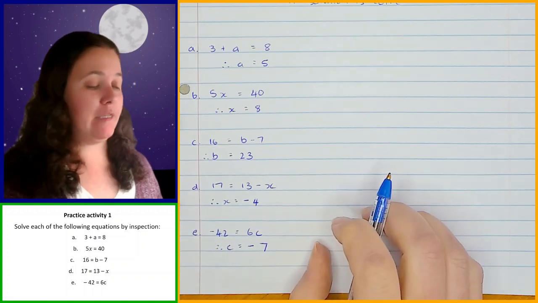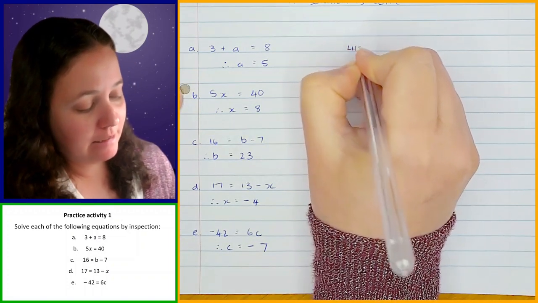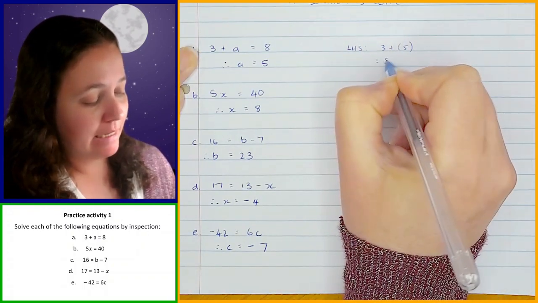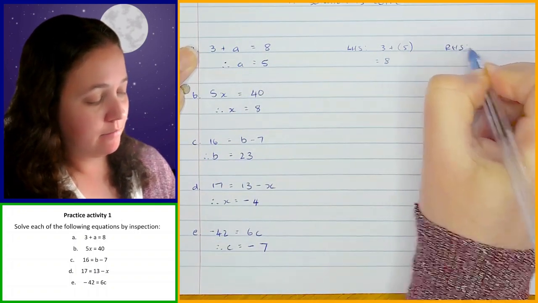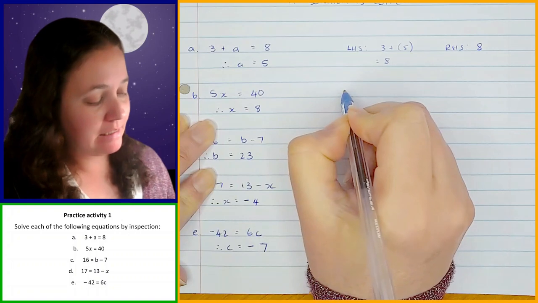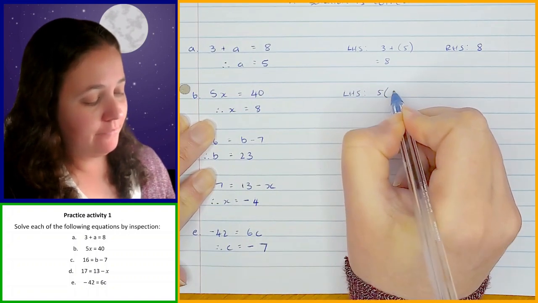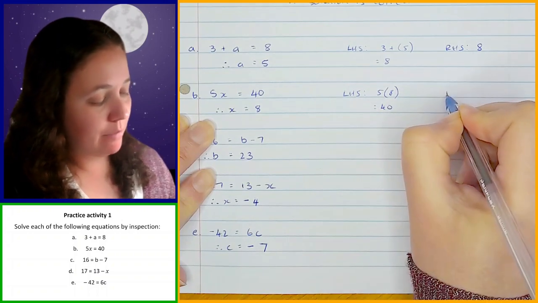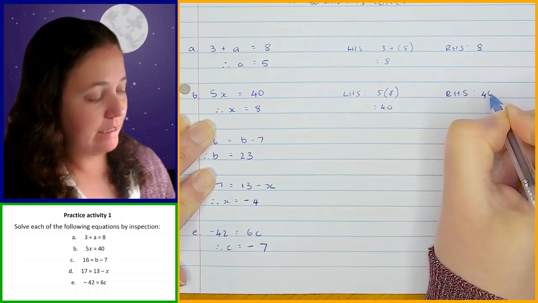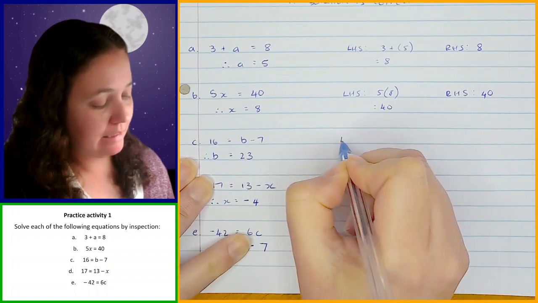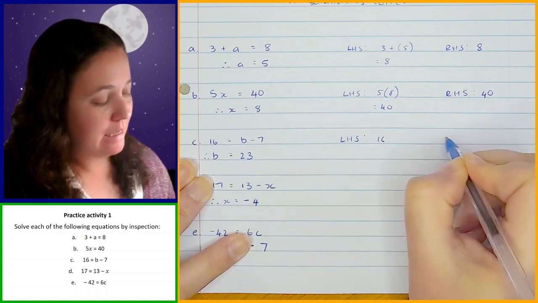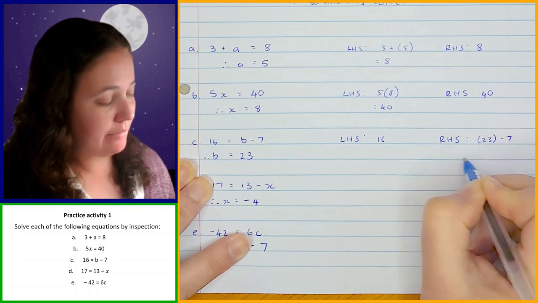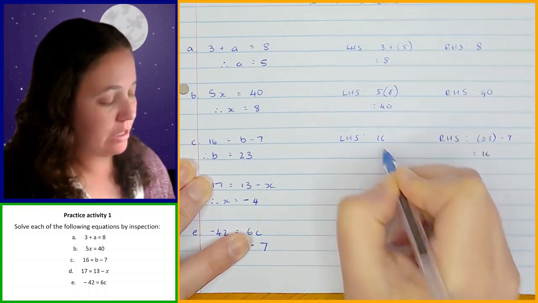Now remember, you can check all of these. So if I wanted to check them, I would say left hand side is 3 plus 5, and that gives me 8, which is the same as my right hand side. Okay, over here, my left hand side is 5 times 8, which is 40. My right hand side was also 40. Okay, this one over here, my left hand side is 16, and my right hand side is 23 minus 7, which is 16. So they are equal.